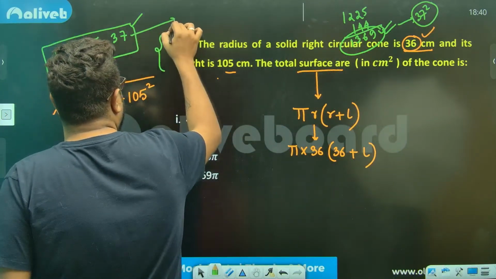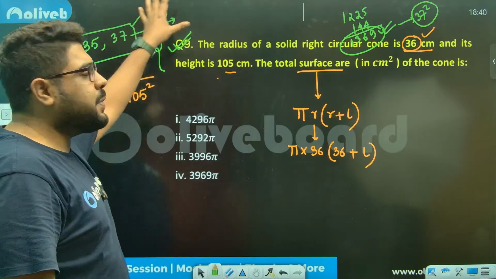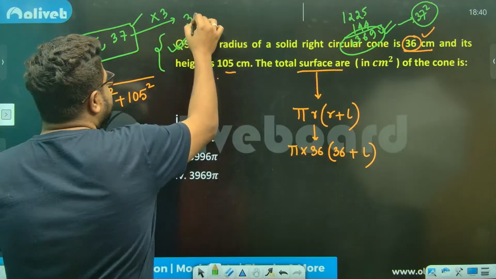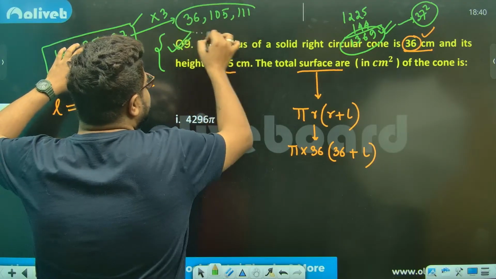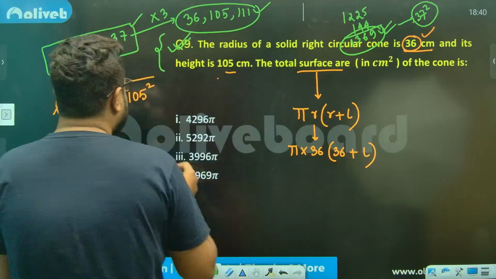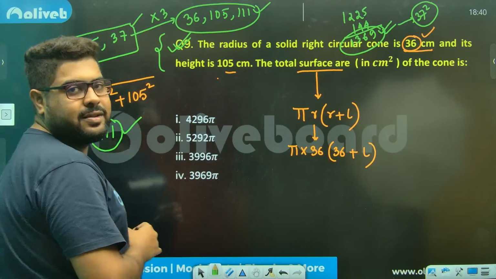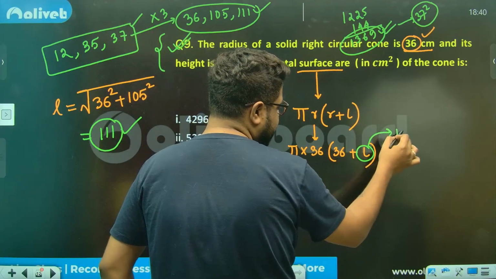Sir, I told you, any triplet, if you multiply all three numbers with any particular integer, it will always become a triplet. Sir, multiply by 3: 36, 105, and 3 times 37 is 111. So that is how we get 111. This is L.